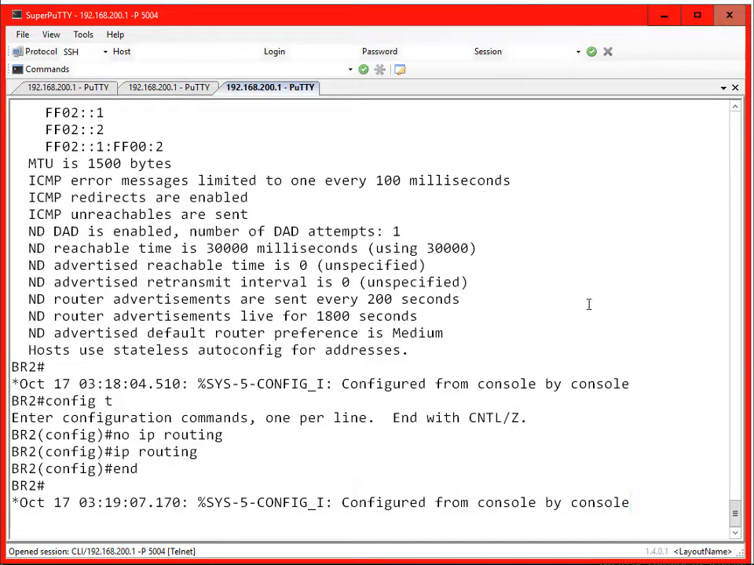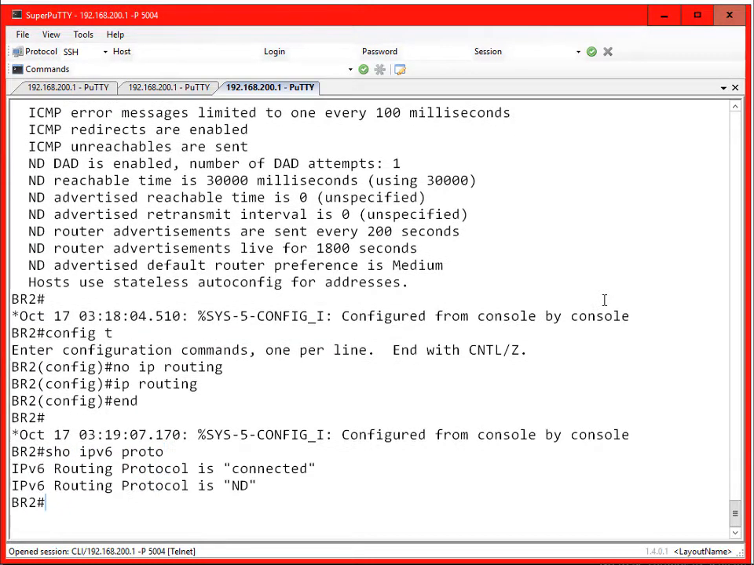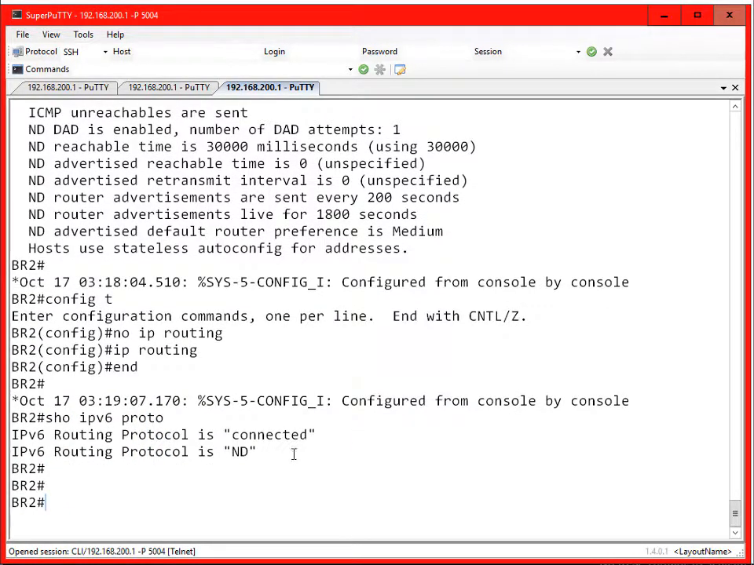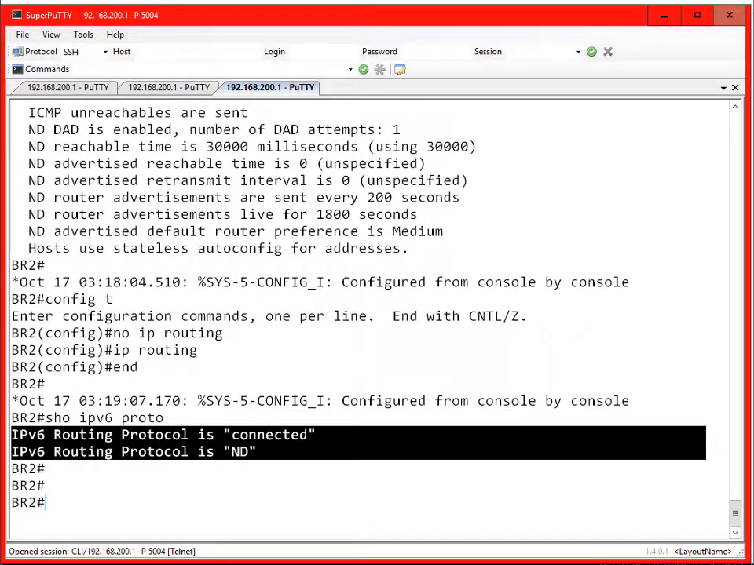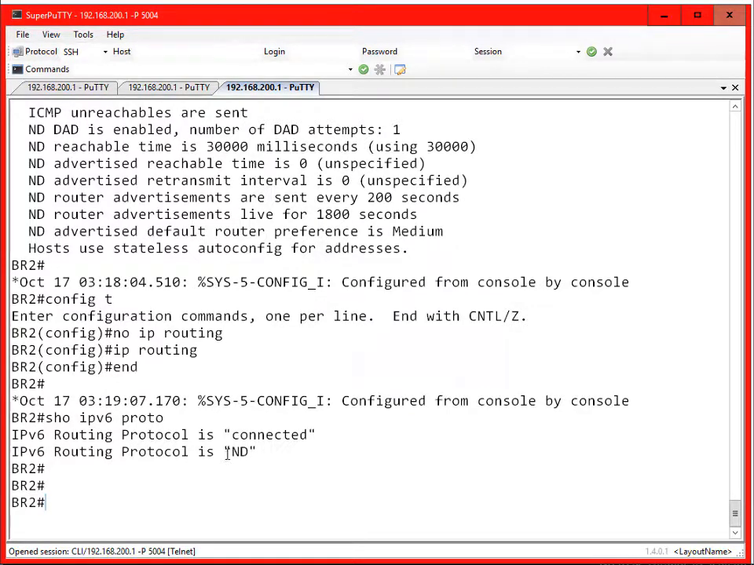The next step as part of this process in implementing IPv6 for EIGRP is to go ahead and enable the IPv6 EIGRP process. Let me do one more show ipv6 protocols, and you can see that really hasn't changed much. We still have connected and we still have ND. ND stands for neighbor discovery. Incidentally, that is the process in IPv6 that replaced the ARP process in IPv4.